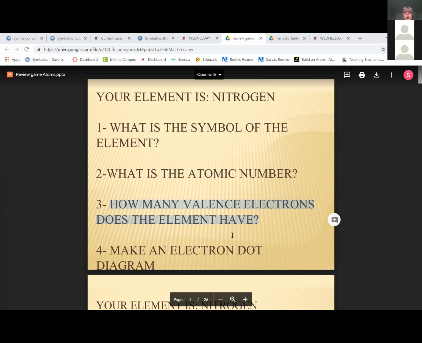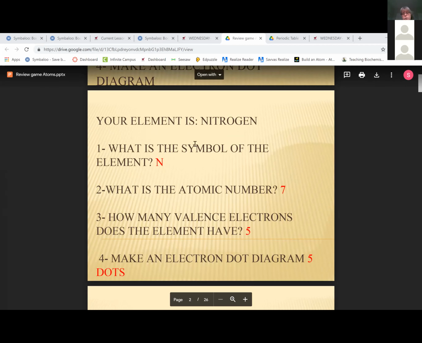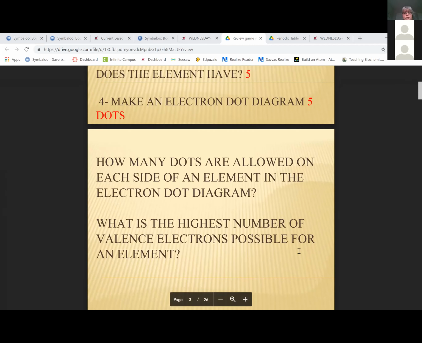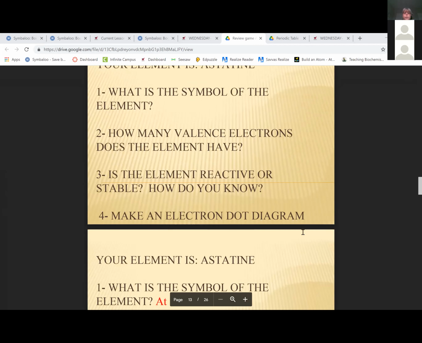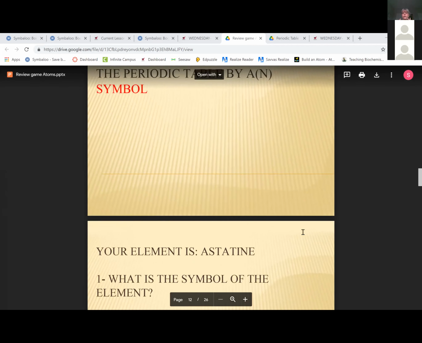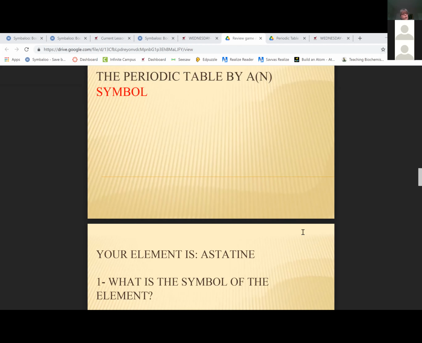Good. Okay, so if you're doing this, you can look down the page and you'll see that the answers are here. This has a few slides of questions, answers, questions, answers, and you should be able to go through that. The one thing I don't know if I told you was if you look at columns, those are called groups and families. If you look at the rows of the periodic table, those are called periods. So you might see those questions in there.